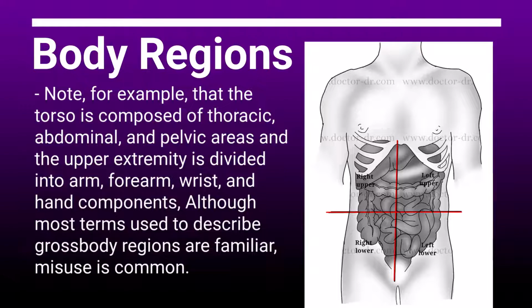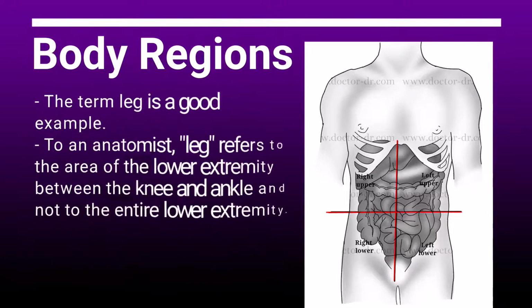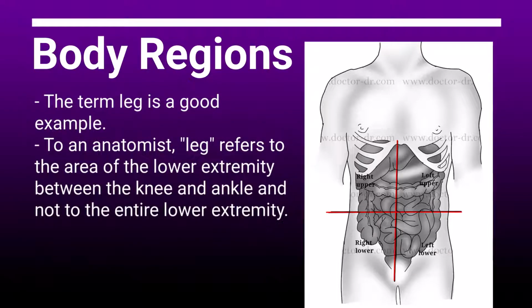Although most terms used to describe gross body regions are familiar, misuse is common. The term leg is a good example. To an anatomist, leg refers to the area of the lower extremities between the knee and ankle and not the entire lower extremities.